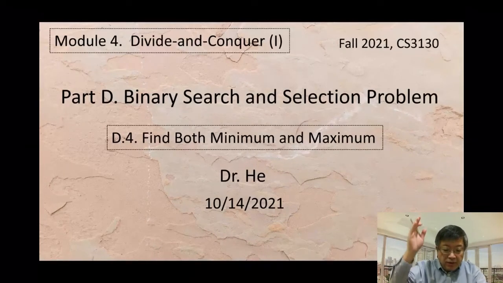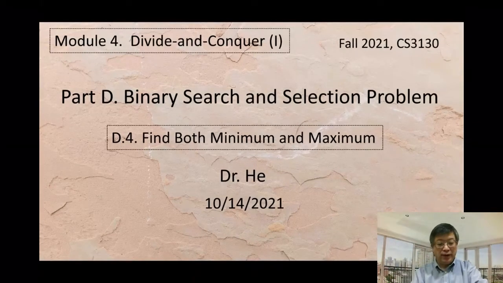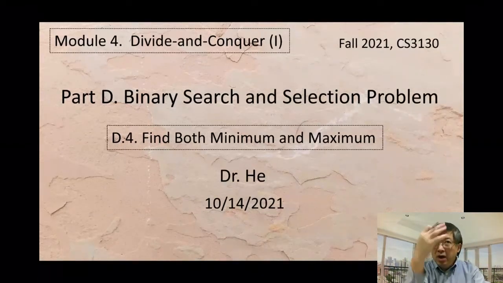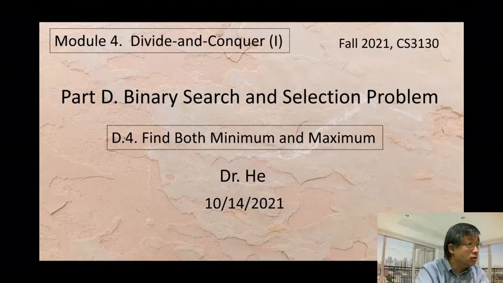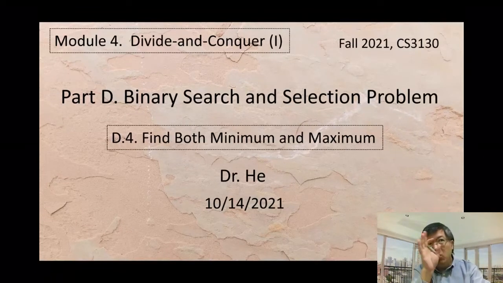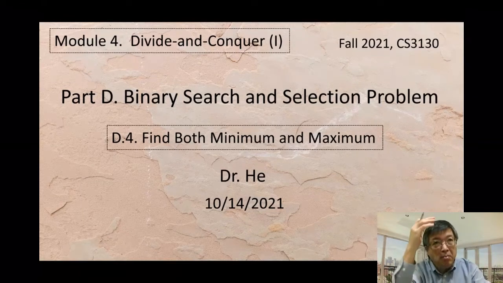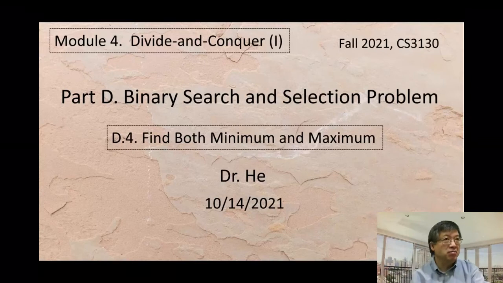B.4, find both minimum and maximum. In this part, we will solve a special problem that is related to some special cases of the selection problem. Find the minimum, it's a special selection problem. Find the maximum, another special selection problem. But here, we changed a little bit. Find both the minimum and the maximum simultaneously. Here, notice that simultaneously.